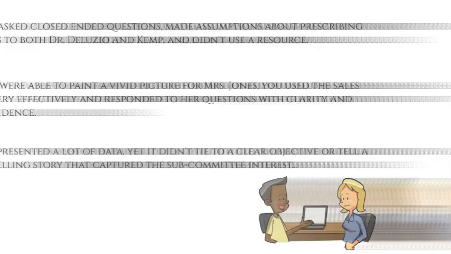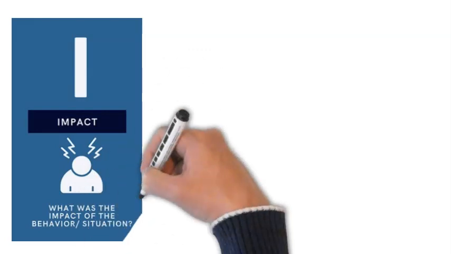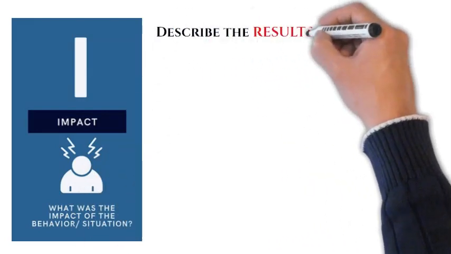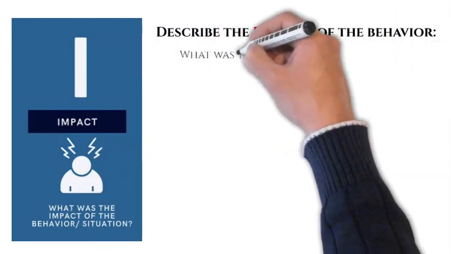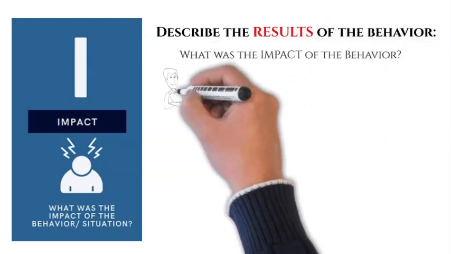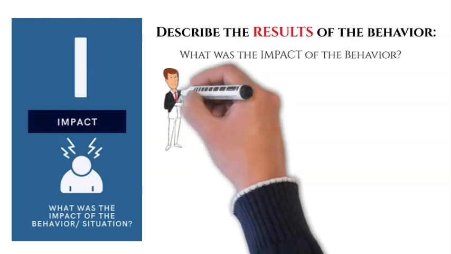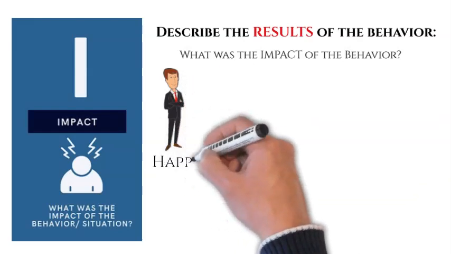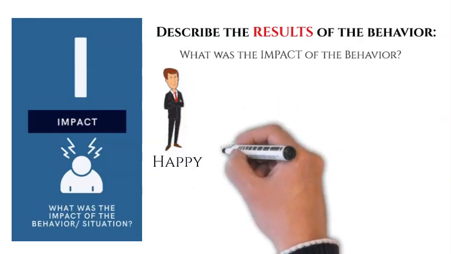I equals impact. So when you're describing impact, you're describing the results of the behavior. Because you're describing exactly what happened and explaining your true feelings or the feelings you observed in others or others have told you their feelings, you're not passing judgment. You're stating facts. The listener is more likely to absorb what you're saying.